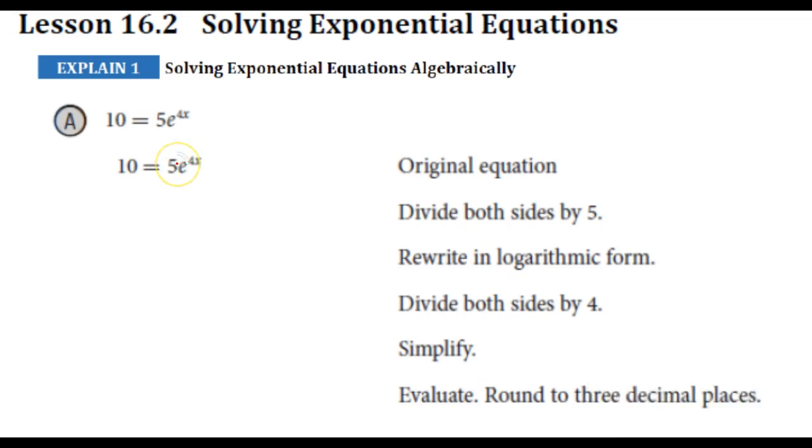But there's a 5 being multiplied. What's the opposite of multiplying? Dividing, just like it says here. So we're going to divide, and what's 10 divided by 5? 2. And that would cancel out, and I'm left with e to the 4x power equals 2. Okay. So we're going to rewrite this in logarithmic form.